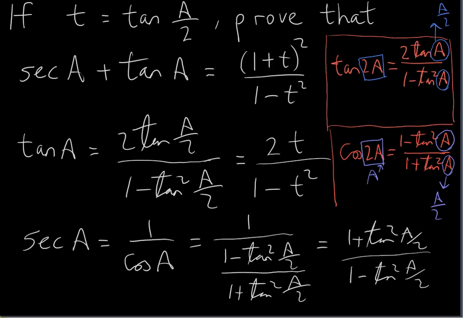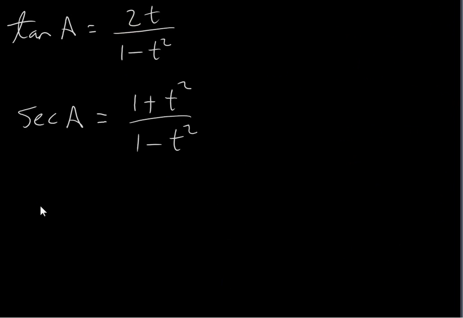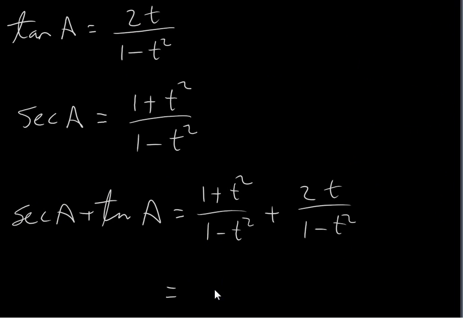Now we have to prove that sec a plus tan a is 1 plus t all squared over 1 minus t squared. So we have to add these two fractions together, and hopefully we'll get this fraction here. So we have to add these two together. This is going to be sec a plus tan a. Well, both of these fractions have the same denominator, so the common denominator is 1 minus t squared, and we just add the numerators. So we have 1 plus t squared plus 2t. Now 1 plus t squared plus 2t is the same as 1 plus t all squared.